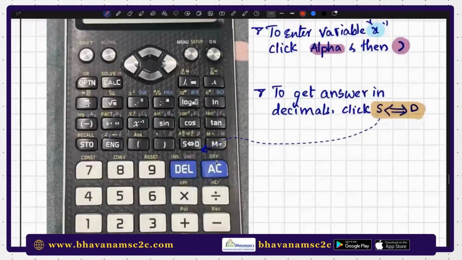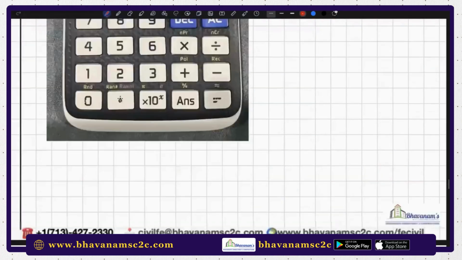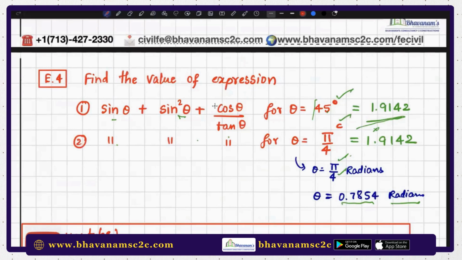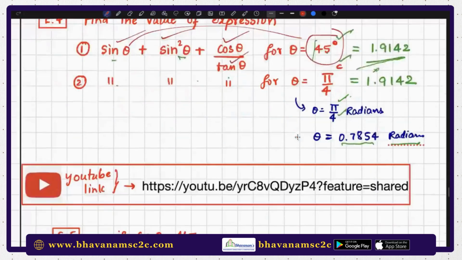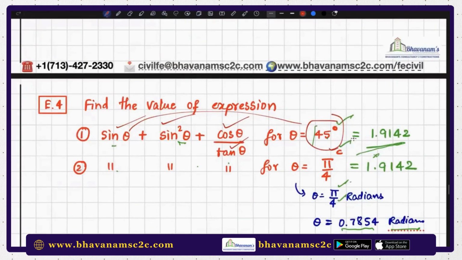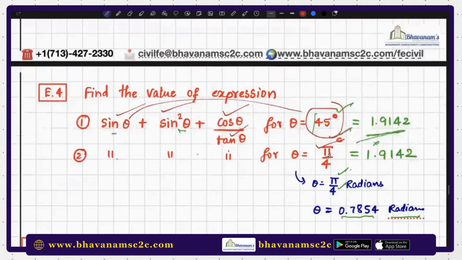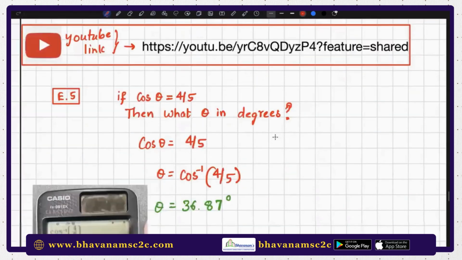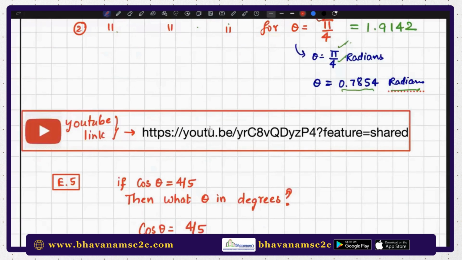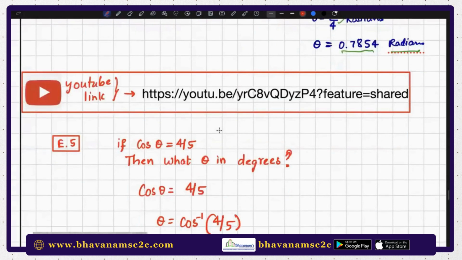I have made 3 examples. This is the second example, using trigonometry. If you want to do sine theta plus sine square theta plus cos theta by tan theta, and if theta is in degrees, you have to select one mode, and if it is in radians, you have to select another mode. So different modes. Again, I have made a clear video on this. You can view the link there. Please go through it.